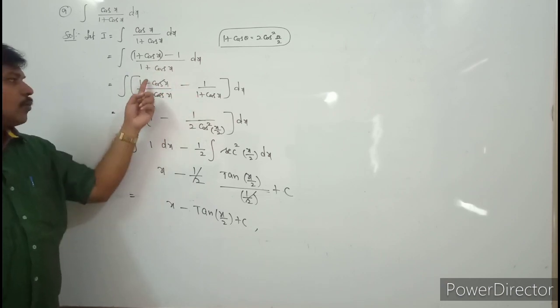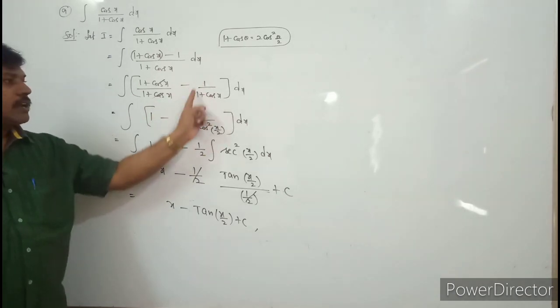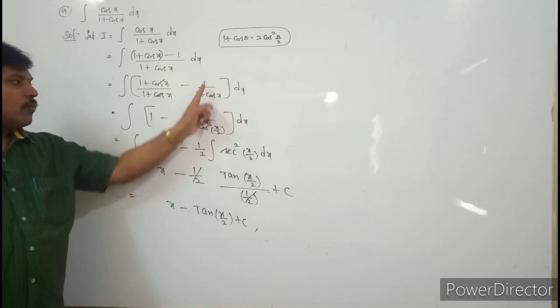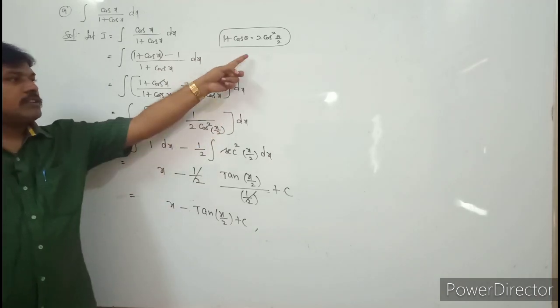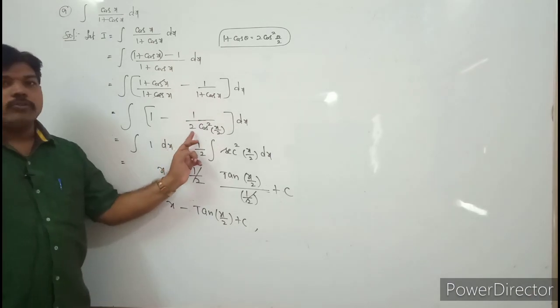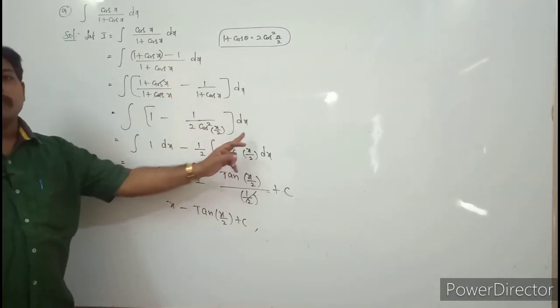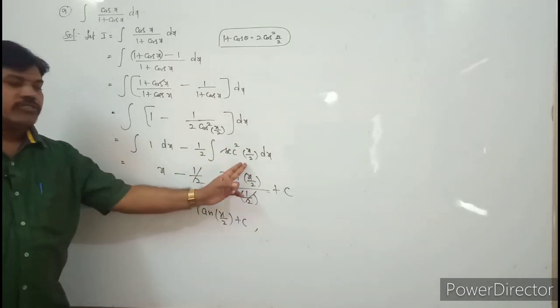It will become 1 minus 1 by 1 plus cos x. Now 1 by 1 plus cos theta. The 1 plus cos theta formula is 2 cos square theta by 2. So it will become 1 by 2 cos square x by 2. Take it into the numerator, it will become secant square x by 2.